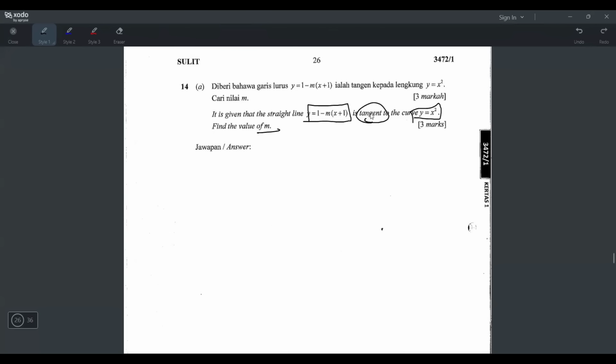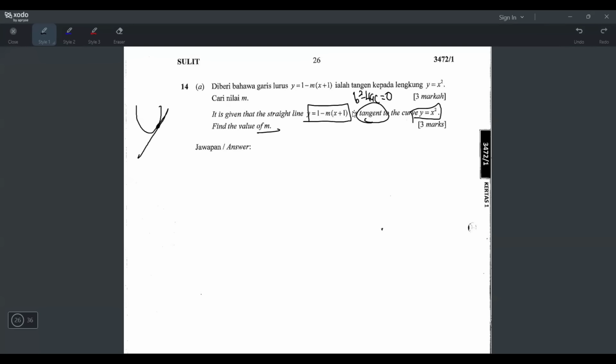So tangent means the curve and the straight line only touch at one point. The curve and straight line, dia sentuh satu point saja. Itu maksudnya tangent. Okay, so let me draw nicely, something like this. Touches one point. So when it touches one point, you can do b square minus 4ac equals 0. This is from Form 4 chapter 2, the quadratic chapter.